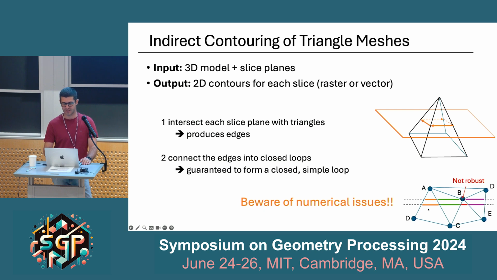For example, in this case, I just picked a slice which passes through a vertex. So when you compute the intersection between this plane on the top and these triangles here, depending on the numerical approximation of the system, you may or may not catch that intersection consistently, which means that taking all the intersections and trying to close your loop, you may have gaps, you may have duplicated information, and so it's not a robust approach.